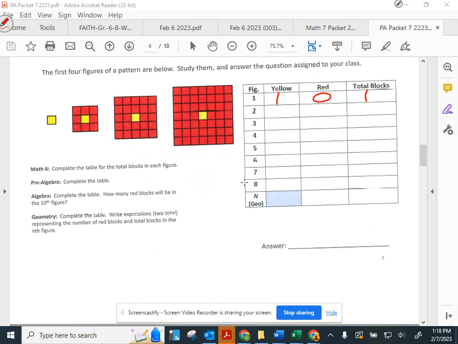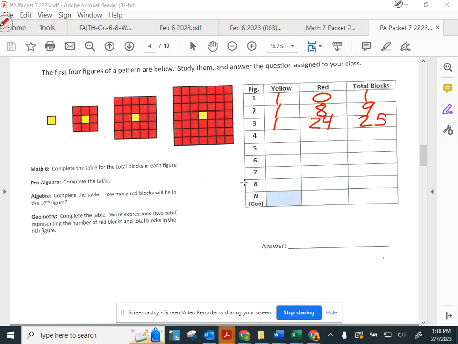Our second figure, how many yellows are there? 1. How many reds are there? 8. There's 1, 2, 3, 4, 5, 6, 7, 8. So how many total? 9. Yeah. Look at figure 3. How many yellows are there? 1. How many reds? 24. How many total? 25.